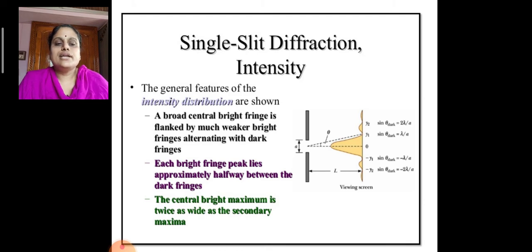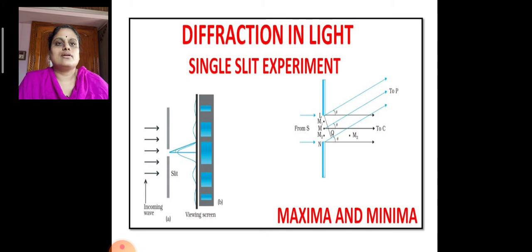The general features of intensity distribution are: a broad central bright fringe is flanked by much weaker bright fringes, alternating with dark fringes. Each bright fringe peak lies approximately halfway between the dark fringes. The central bright maximum is twice as wide as the secondary maxima. So, this pattern represents the diffraction due to a single slit.